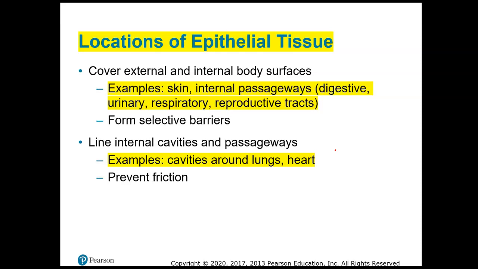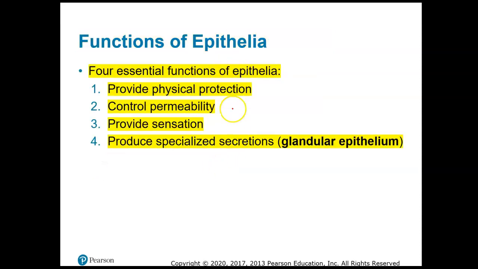So examples where we would find epithelial tissue are the skin, internal passageways such as lining the digestive tracts, the urinary, the reproductive, and the respiratory tracts, and also lining the cavities around the heart and the lungs. So these are just some examples, but we're going to have specific examples in the next little bit here. So 4 essential functions of epithelial tissue.